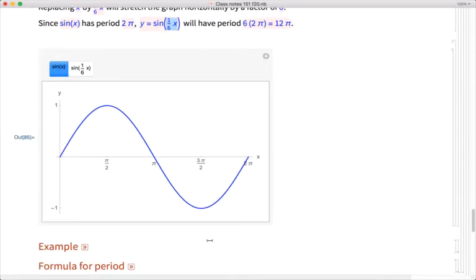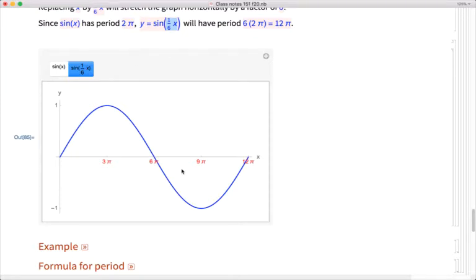Here's for sine x. And I'm going to click on this button and we'll see the graph of sine 1/6 x. But remember, what's going to happen is that we're going to get a horizontal stretching out by a factor of 6. So this 2 pi is going to stretch out to become 12 pi. And all I'm going to do is multiply all of my previous tick marks by 6. And that will give me the graph of y equals sine 1/6 x.